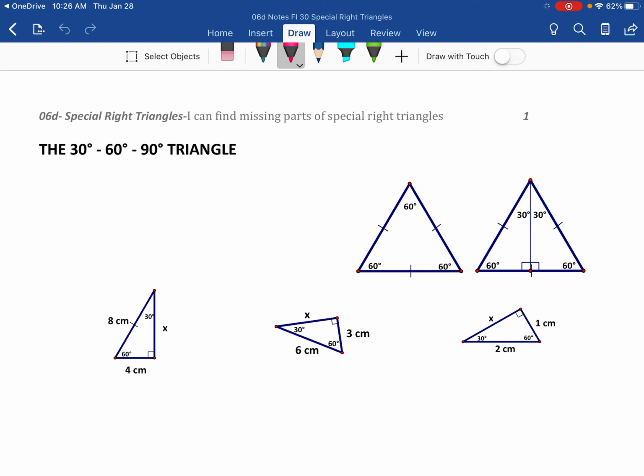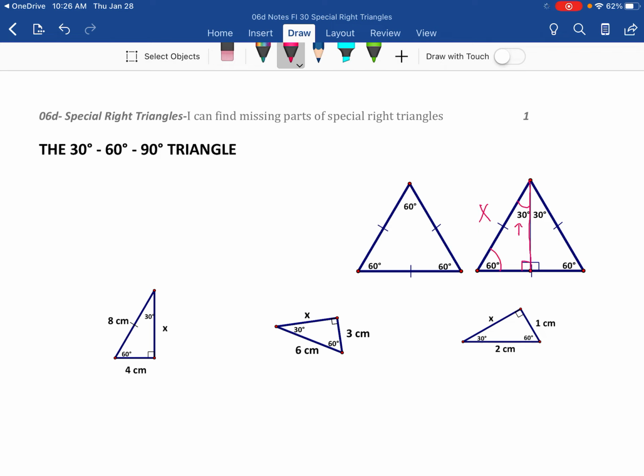So, I start with an equilateral triangle. I know that all of the angles are going to be 60. So if this is x right here, and I draw my altitude in, I know this is 90, then this angle would have to be 30. Equilateral triangles have a 60-degree angle. If I draw my altitude in, this would be a right angle, and so this angle up here would have to be 30.